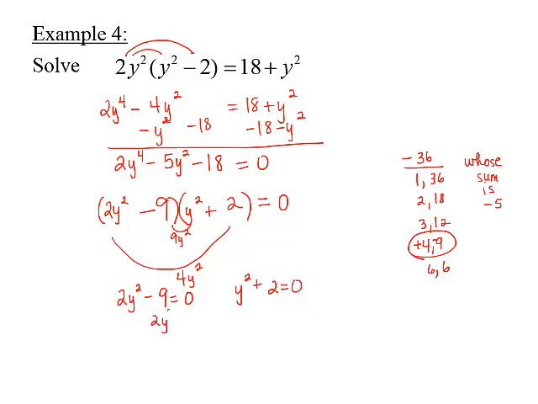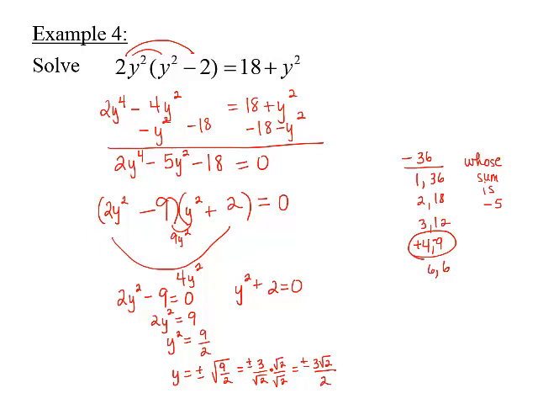Adding 9, we get 2y squared equals 9. Divide by 2 to get y squared equals 9 halves. So y is equal to plus or minus the square root of 9 halves. This is plus or minus 3 over the square root of 2. To remove the radical from the denominator, we can multiply the top and bottom by the square root of 2 to get plus or minus 3 square root of 2 over the square root of 2 times the square root of 2, which is the square root of 4, or just 2.